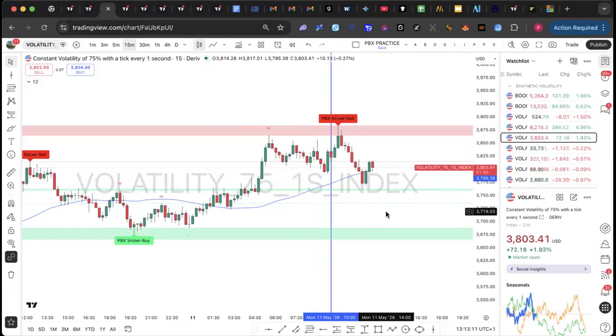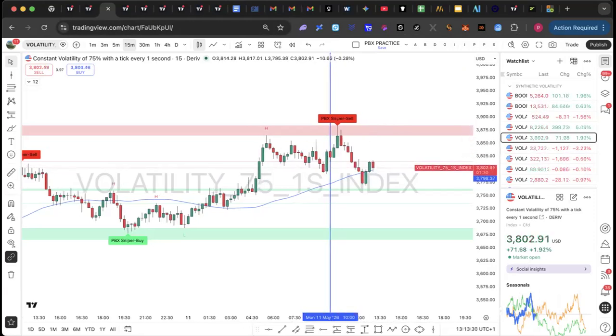Then I can go to the bigger time frame and expand my take profit. My stop loss will be above this resistance of this 15 minutes. That's where my stop loss will be. So that's my observation with this V75, although it's not my pair, but that's what I observe.